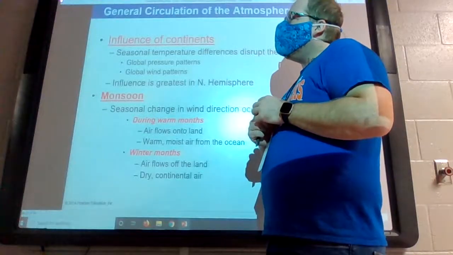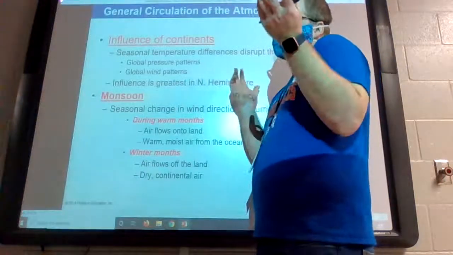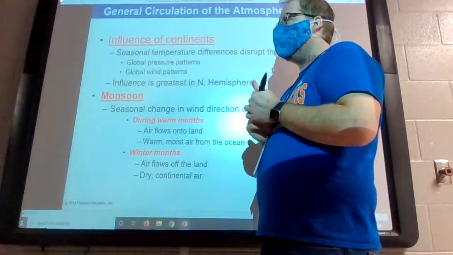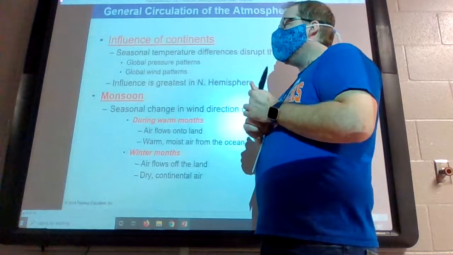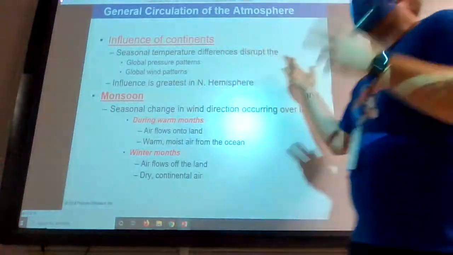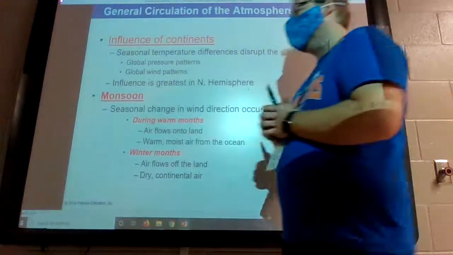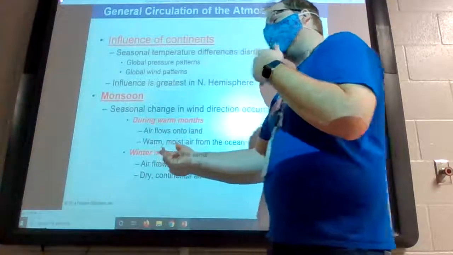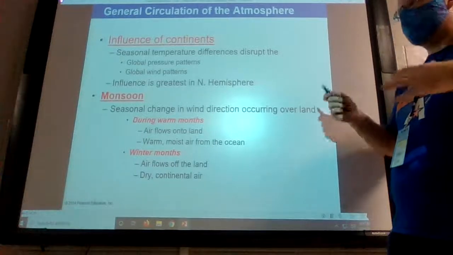So, influence of continents is going to be greatest in the northern hemisphere because we have the most continents. In the southern hemisphere, they're just not as large; they don't cover as much area. So global pressure patterns and wind patterns change depending on what the continents are doing. Are the continents hot? Are they cold? And different times of the year, that's going to affect your weather. Monsoons are going to be heavy rain seasons. Generally in the summer, you get a lot of warm, moist air from the ocean, and that's going to give you long periods of intense rain.